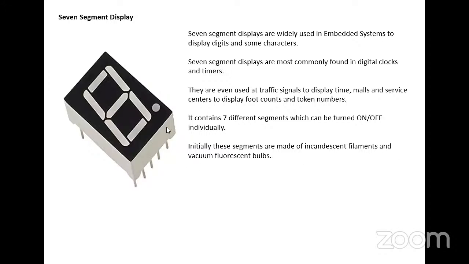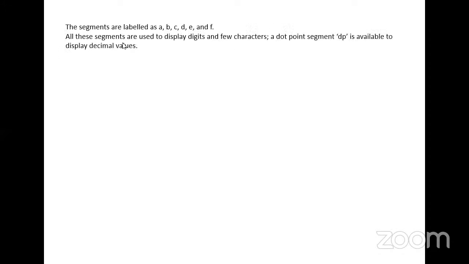Initially they used filaments and vacuum fluorescent bulbs. Now they see the advantage of light emitting diodes, so they added seven segments, one in each line. Each line is labeled with the names A, B, C, D, E, F, G. All these segments are used to display digits and a few characters. Remember this: few characters.